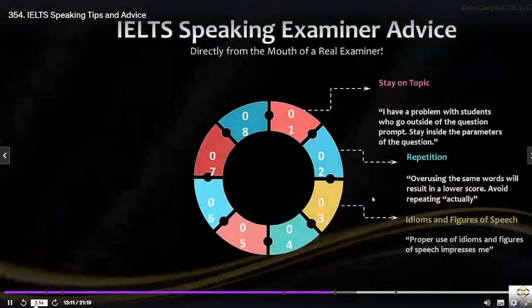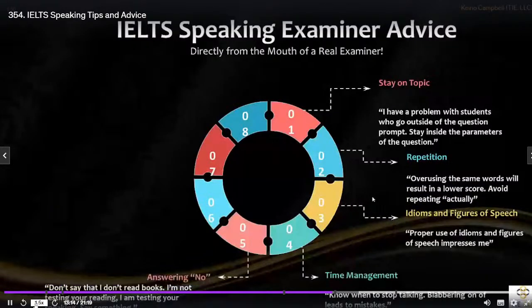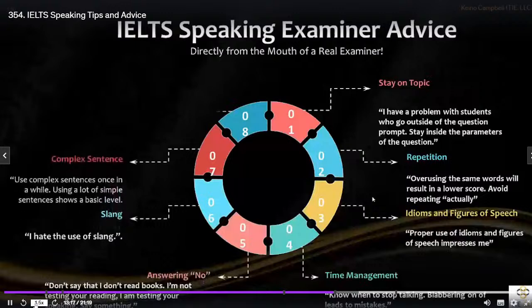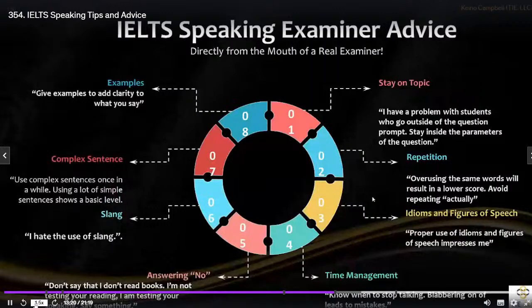This advice is directly from examiners. I interviewed some examiners, and I really asked them, give me your advice to students that are taking the IELTS speaking section of the test. And number one, they said, stay on topic, right? Stay on topic. They love when you stay within the context of the question.